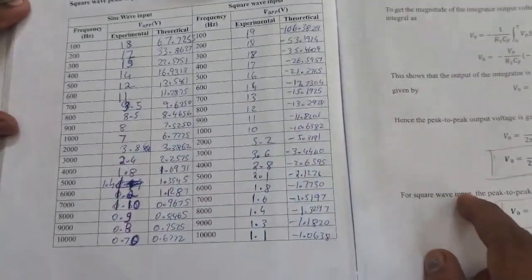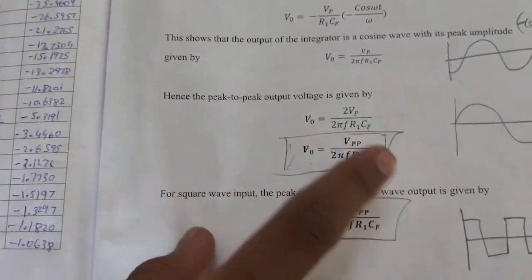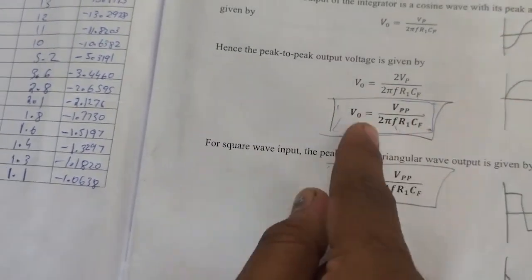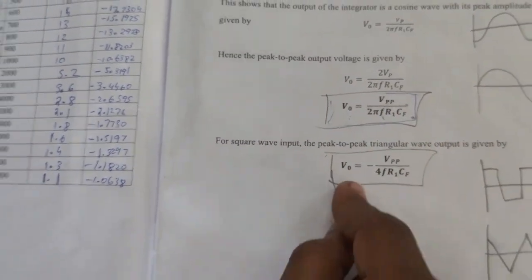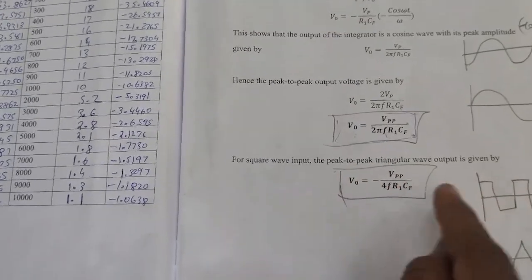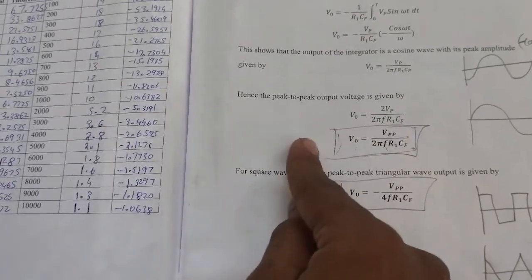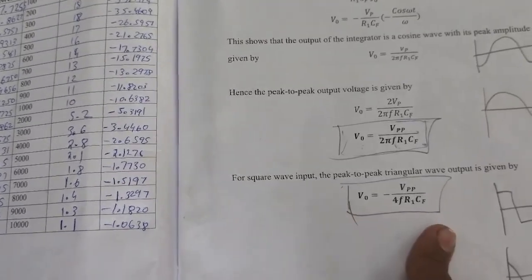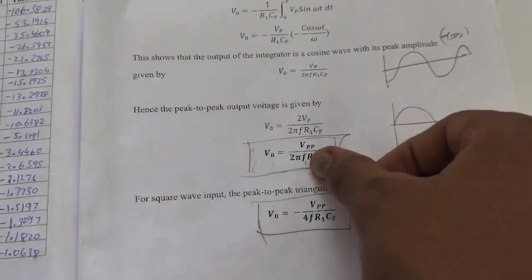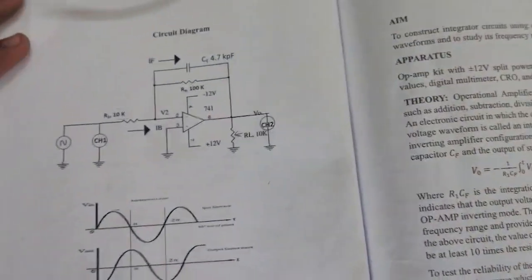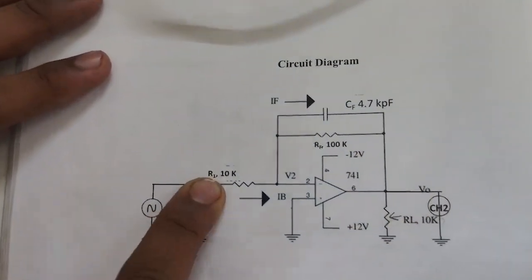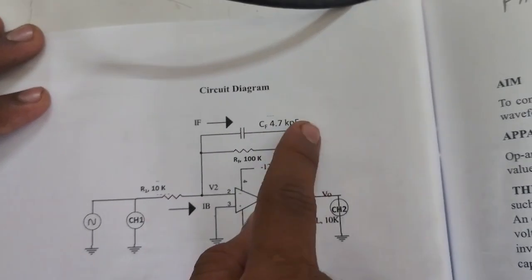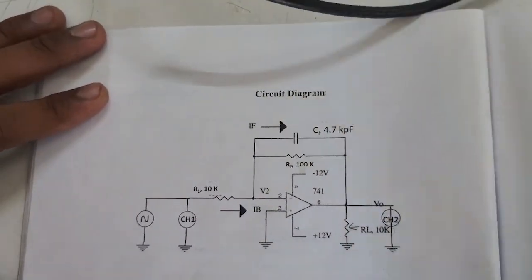For the theoretical value, you just need to remember these two formulas. V0 is equal to VPP by 2 pi f R1 CF, and V0 is equal to minus VP by 4 pi R1 CF. The first V0 is for when you give the input as a sine wave, and the second is for when you give the input as a square wave. Now R1 is 10 kilo ohms and CF is 4.7 kilo picofarads, which is nothing but 4.7 into 10 to the minus 9 farads.